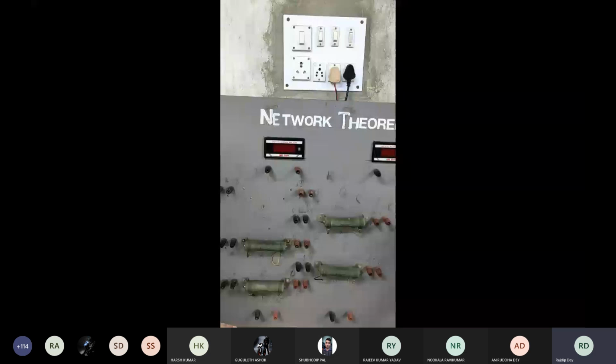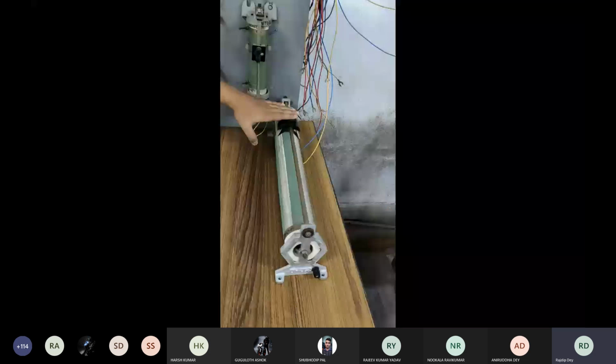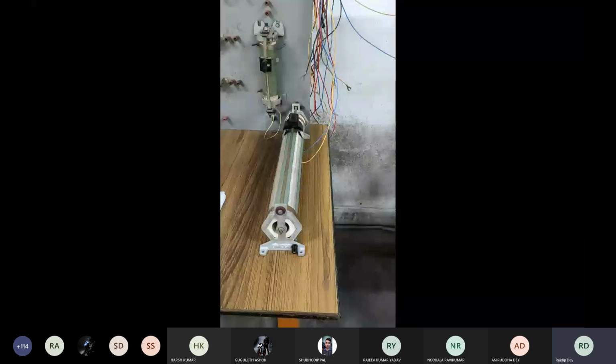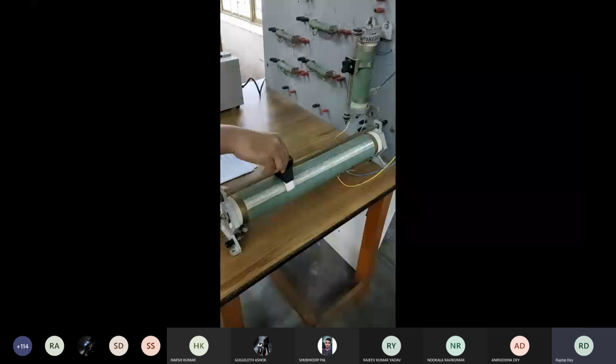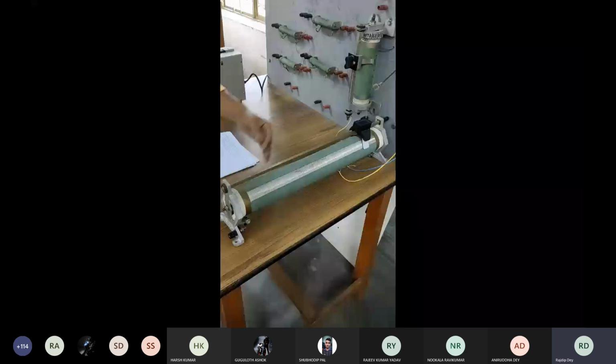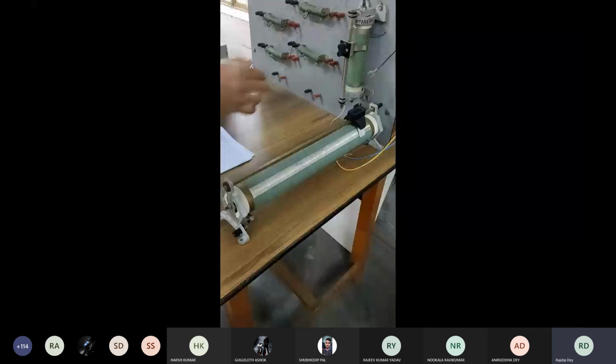Now about this load, here we can see this is the resistive load. The load needs to be variable. This is up to 100 ohm, and we can vary this load by varying this knob. By varying this one, we can increase and decrease the total load value. So this is our total setup, and we will connect everything with this type of wire.